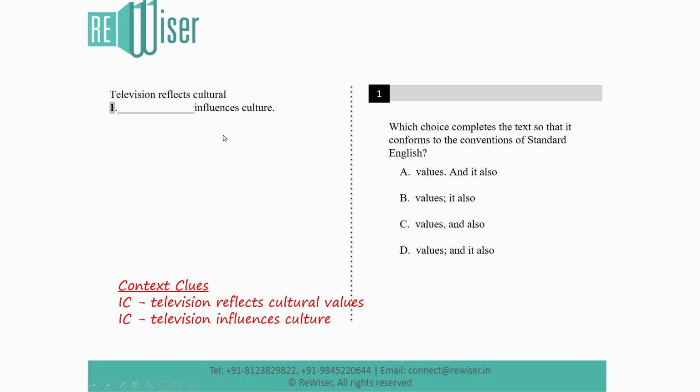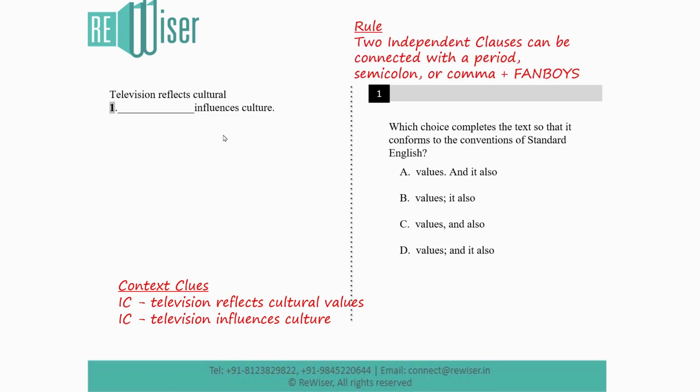So let us see what rule we have to apply in this case. The rule that we can apply here is that two independent clauses can be joined by either using a full stop or a semicolon or a comma plus fanboys. Okay, so this is the rule. This is how you connect two independent clauses, right? So we are actually having two independent clauses here, the first independent clause and the second independent clause. So now we can go according to this rule and see which option would be the best one.